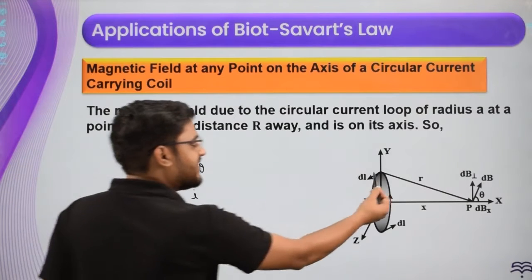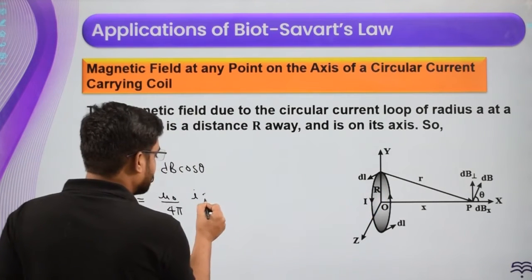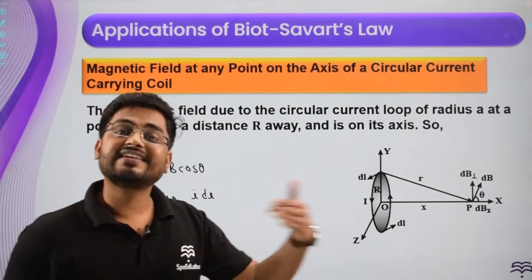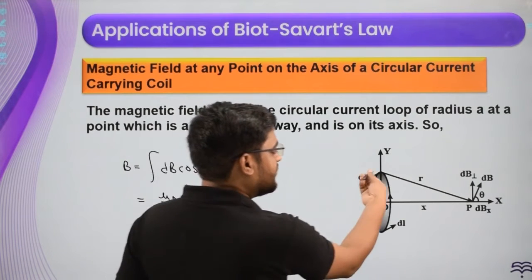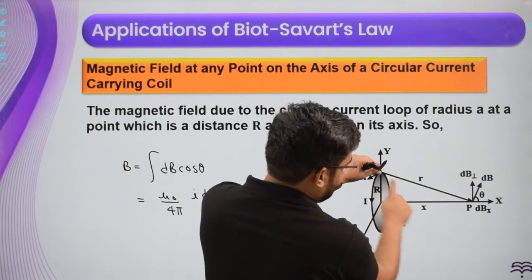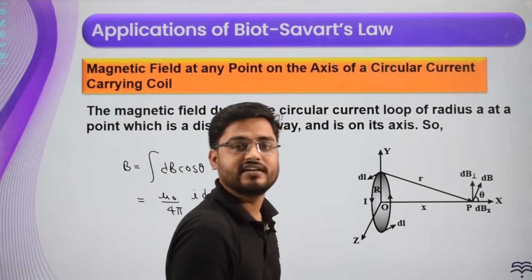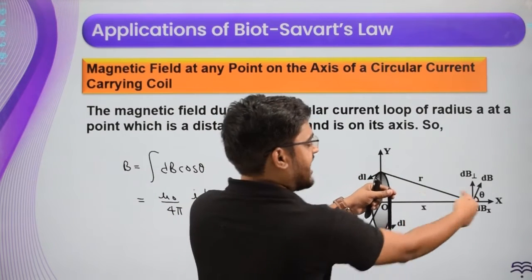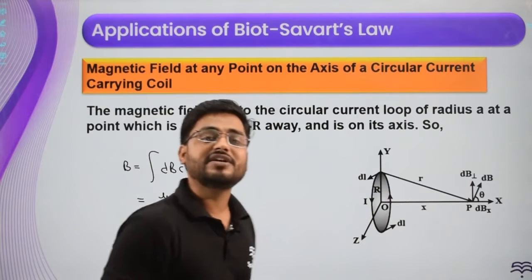So what is my dl vector? The dl vector is dl here. What about sin theta? Which sin theta? The angle between dl and r. Now your dl is out of the plane here and r is like this, so the angle between them is going to be 90 degrees. At this point, dl is going to be downward and r is that way. So the angle is always 90 between dl and r.